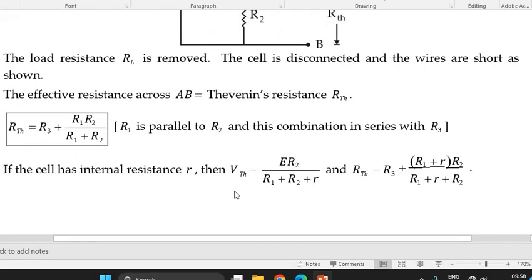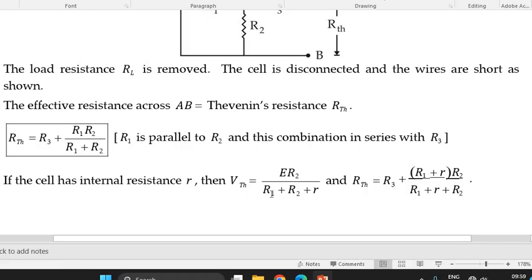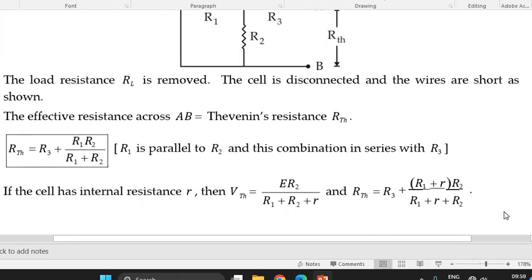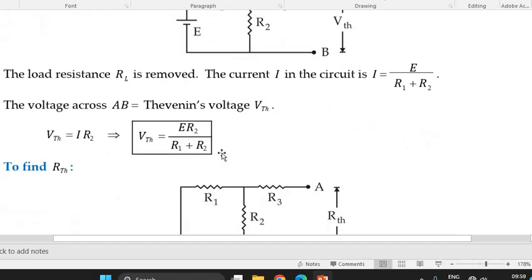If the cell has internal resistance r, then V Thevenin is equal to E R2 by R1 plus R2 plus r. In the denominator we have to add the internal resistance small r. And R Thevenin is equal to, instead of R1, we have to represent R1 plus r, so R1 plus r times R2 divided by R1 plus r plus R2, plus R3 as usual. So we have to add small r along with the capital R1, that is nothing but the internal resistance of the voltage source.